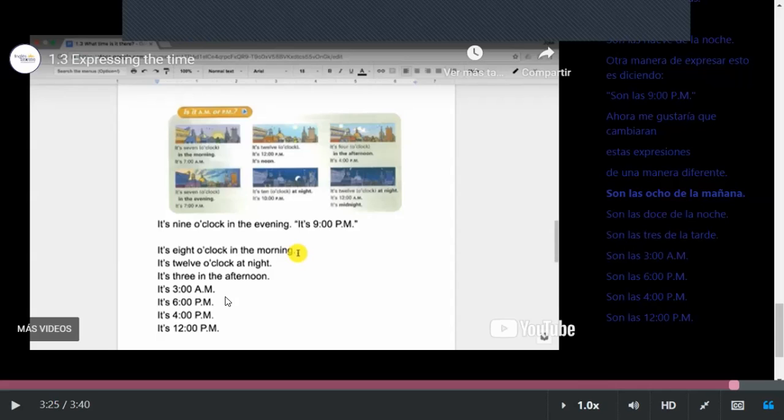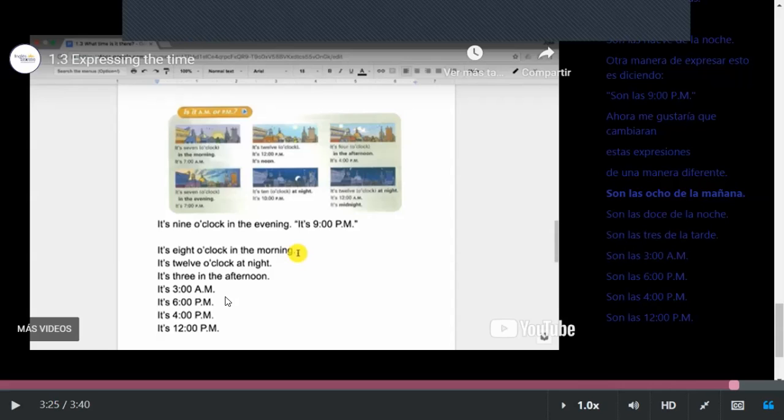It's 6 in the afternoon. It is 6 o'clock in the morning. In the afternoon. Correcto. Siguiente. It's 6 p.m. It's 6 in the morning. Afternoon? No, in the evening. It's 6 o'clock in the evening. Tarde noche, ajá, tarde noche.